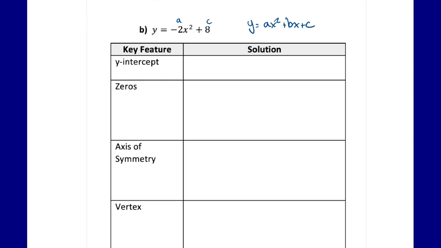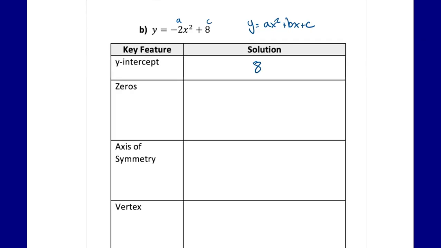We want to be a little bit careful, not to just assume that because it's the second number, it's automatically our b value. In this case, it is our c value that's the second value. So our y-intercept from before, we said it's our c value, or 8. So our y-intercept is 8.